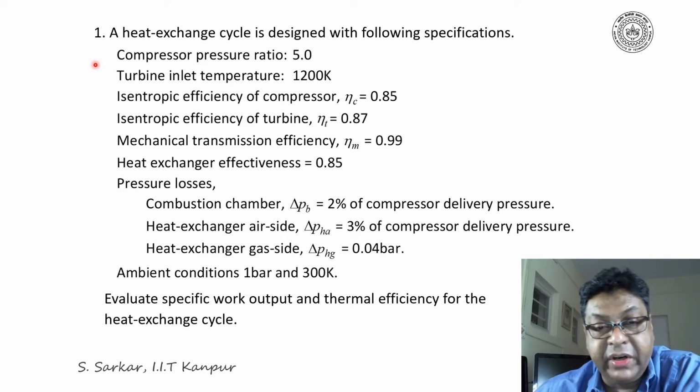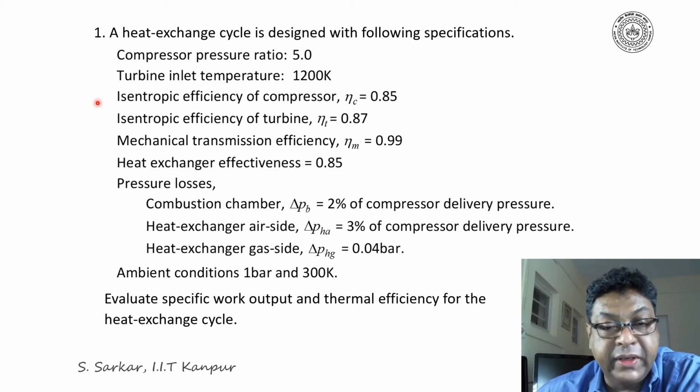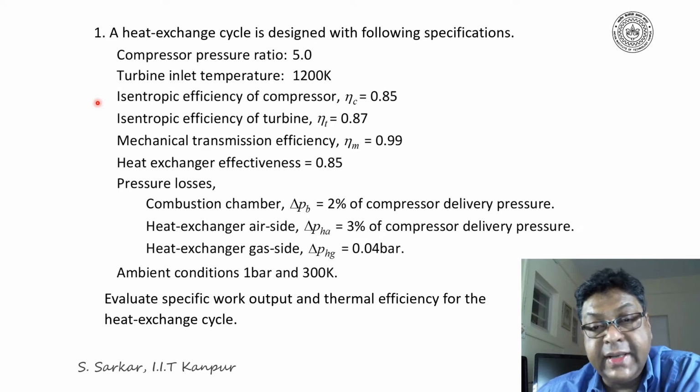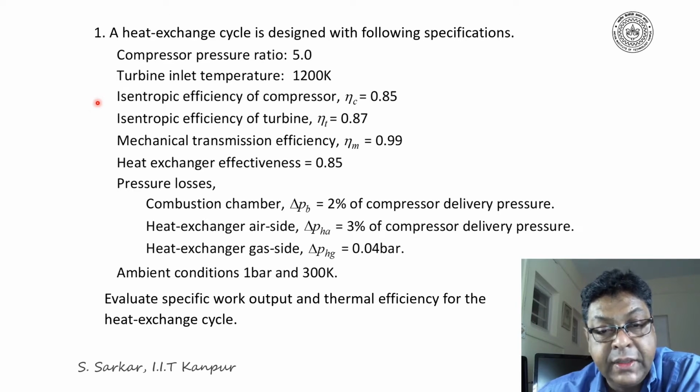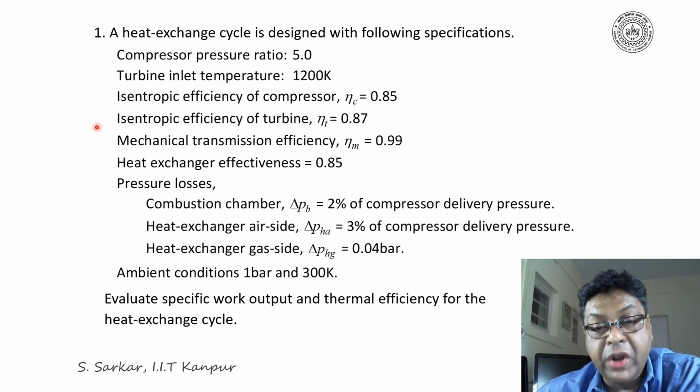The compressor pressure ratio is 5. Turbine inlet temperature is 1200 K. Isentropic efficiency of the compressor, eta C, is 0.85. Isentropic efficiency of the turbine, eta T, is 0.87. Mechanical transmission efficiency, eta M, is 0.99. Heat exchanger effectiveness is 0.85.